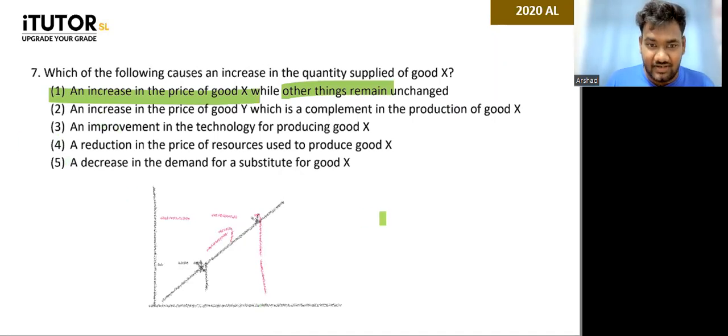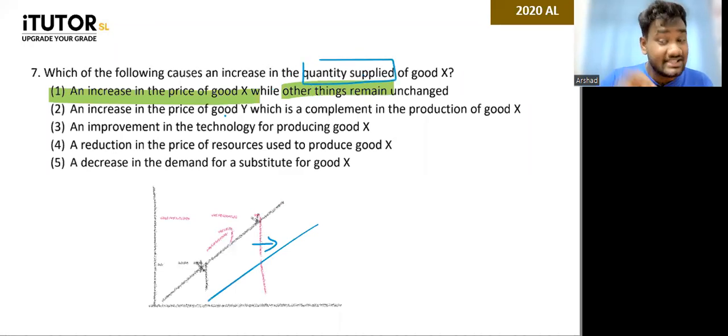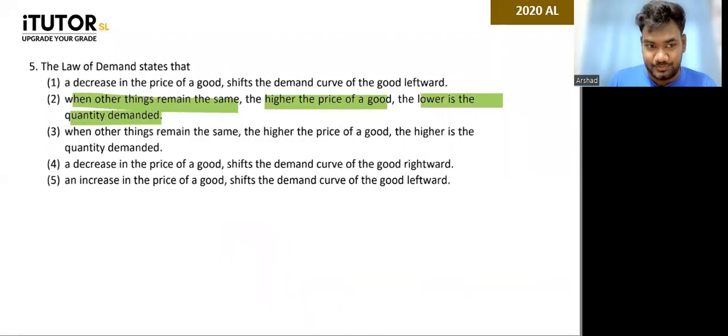Moving to the next. What about 3? Improvement in technology. So improvement in technology, guys, will cause what? That will cause an increase in the supply, right? Not an increase in the quantity supplied. Remember, quantity supplied is along the curve. Supply is a shift. Okay. So not 3. Answer for the 5th one, answer was 2.